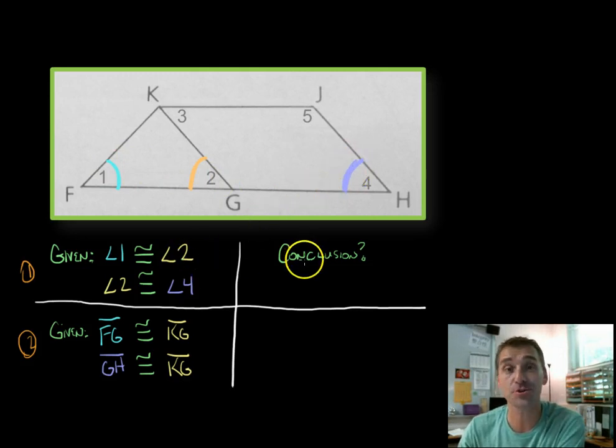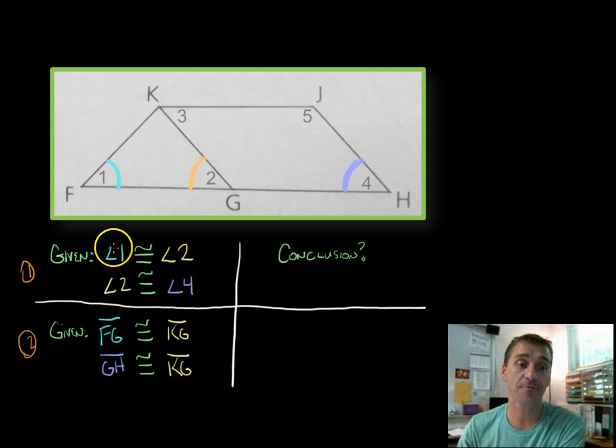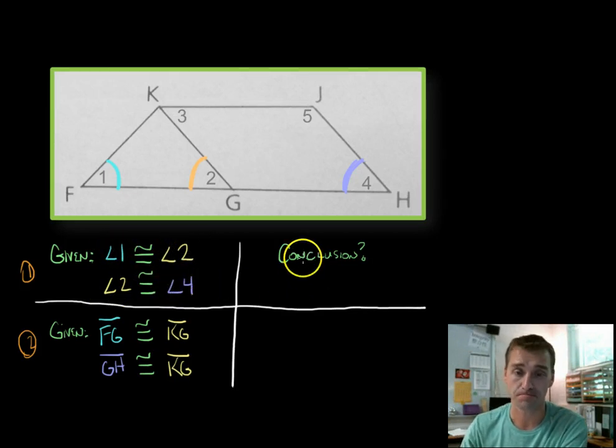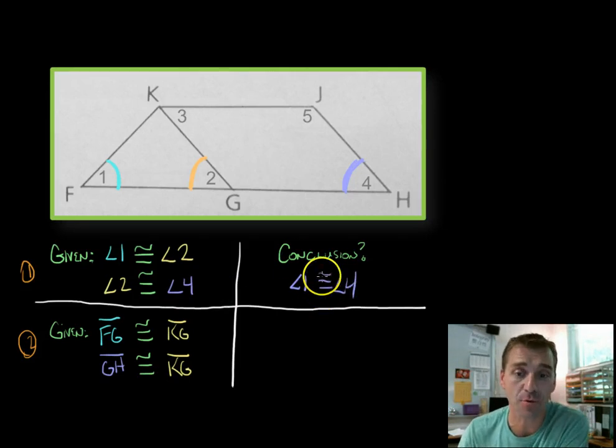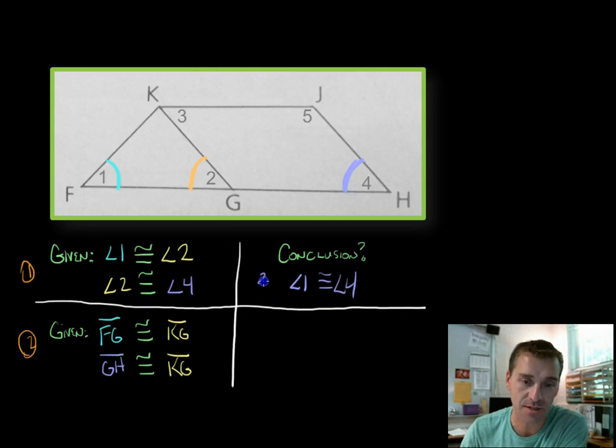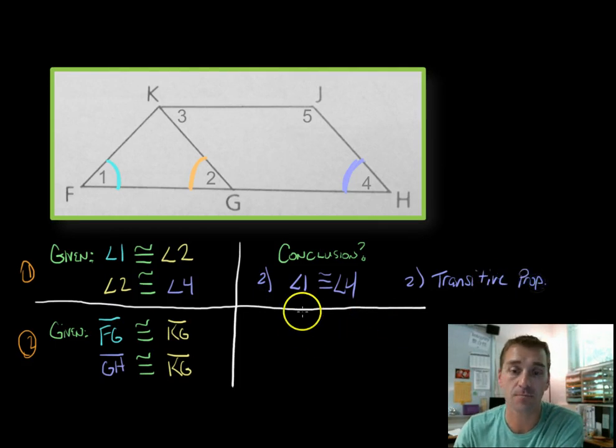So what your conclusion could be is this. If I have two angles, 1 and 4, that are congruent to the same exact angle, then these two angles, 1 and 4, are congruent to each other. Beautiful. So my conclusion would be angle 1 is congruent to angle 4. And if I was doing this in a two-column proof, this would be a step, say step number 2. And my reason over here would say transitive property. That's it. That would be my reason.